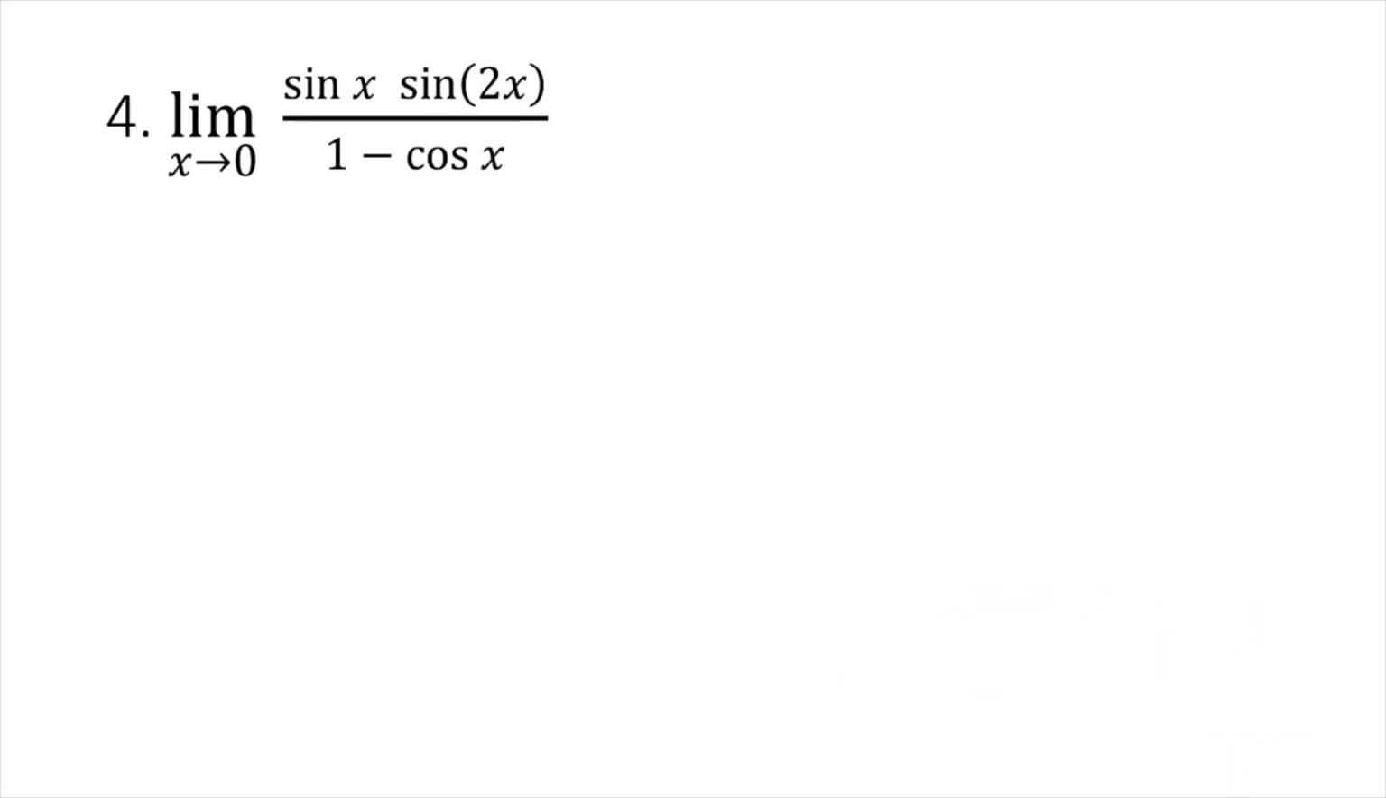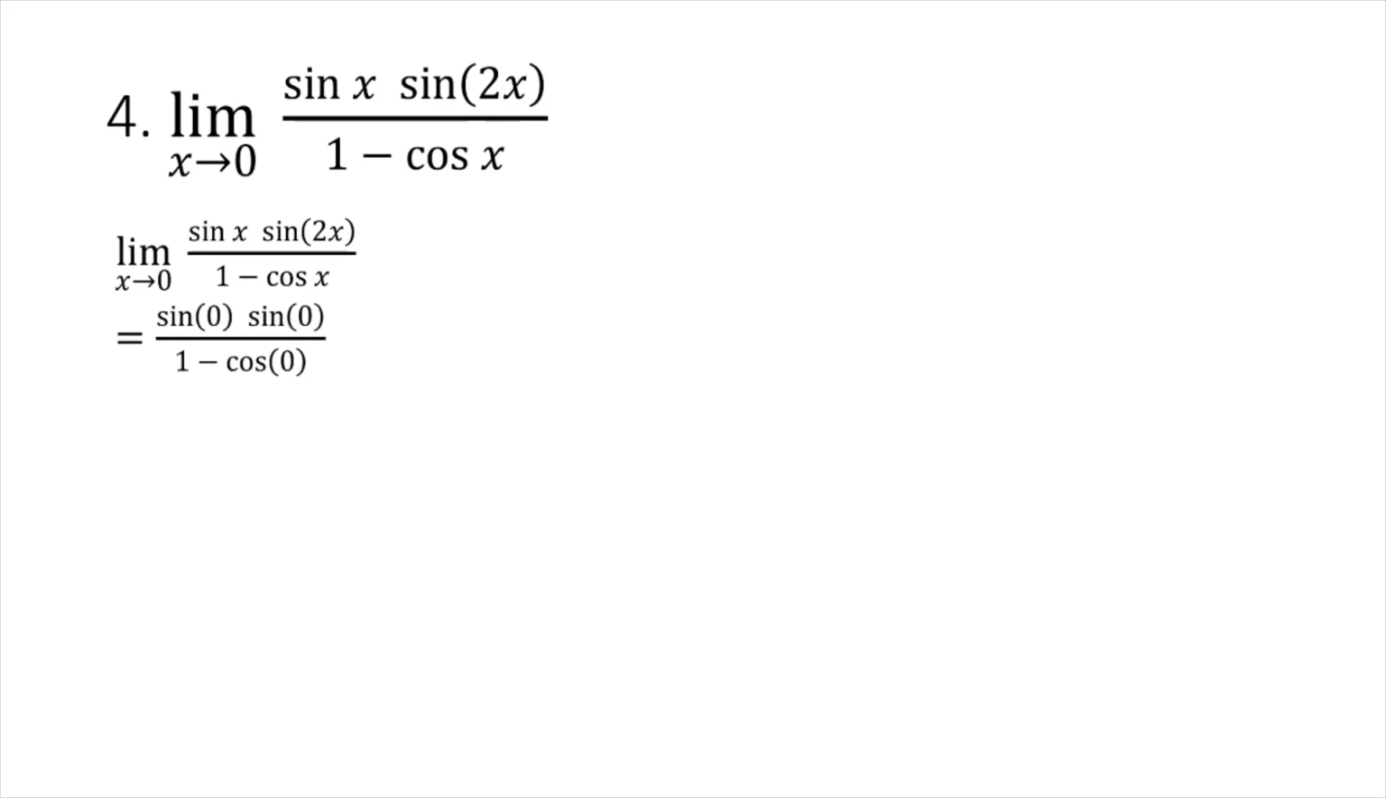Next we have the limit of sine of x times sine of 2x all over 1 minus cosine x as x approaches 0. Okay, so again, this is the given. Applying direct substitution, we get sine of 0 times sine of 2 times 0, so we have sine of 0 divided by 1 minus cosine of 0. Sine of 0 is 0, therefore we have 0 in the numerator, and in the denominator, cosine of 0 is 1, so 1 minus 1 is 0.